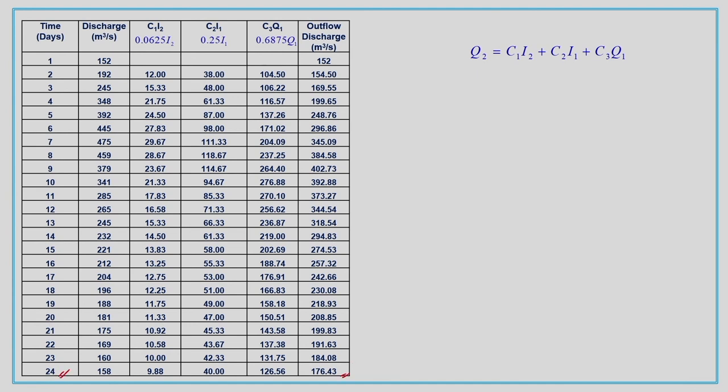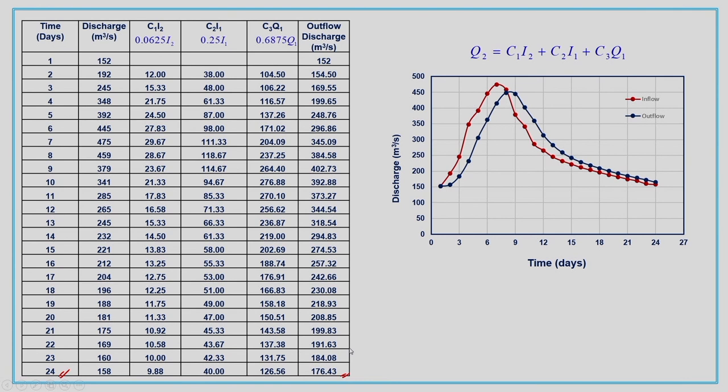So, the computation related to outflow discharge values is over. The first part of the question is to derive the outflow hydrograph, that we have completed now. Now, we need to plot these inflow and outflow hydrographs. So, these are our inflow hydrograph and outflow hydrograph. Inflow hydrograph is the red one and outflow hydrograph is the blue one.